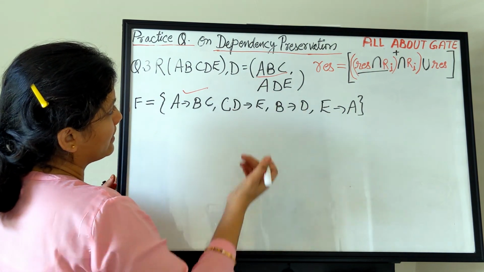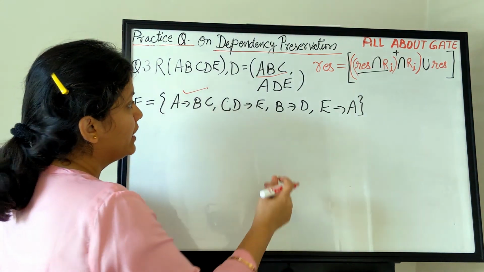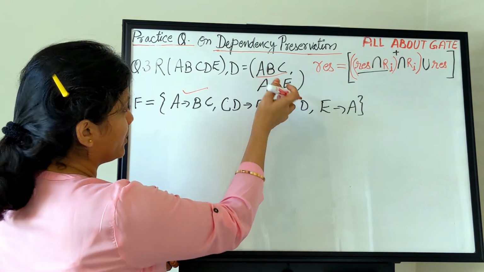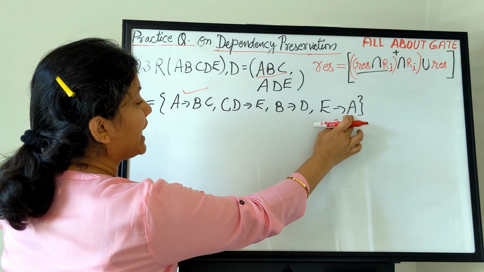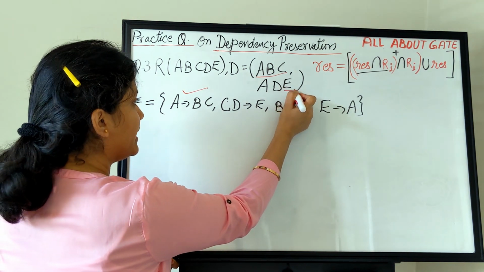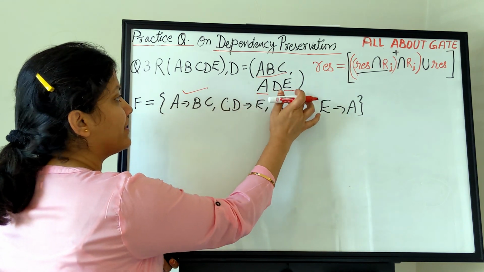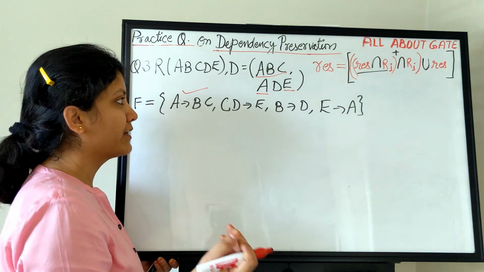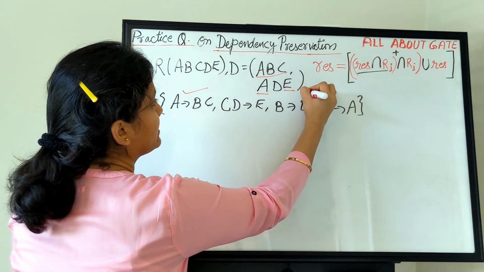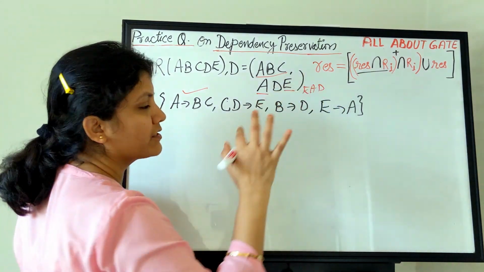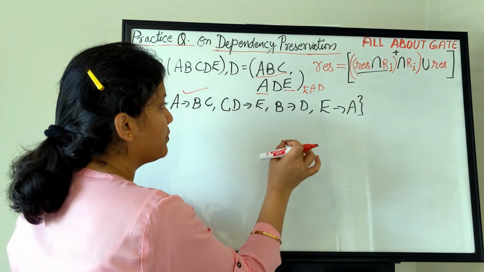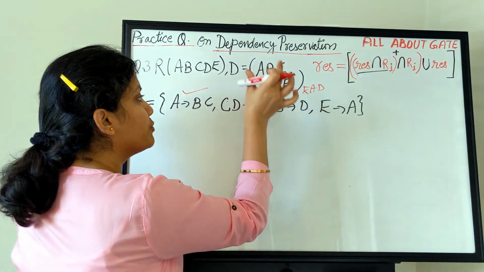CD to E, can't really say about that. B determines D, again cannot say about that. E determines A, yes, here is E, here is A. Okay, don't get confused by this order of attributes. We have just named it like that. You can also call it E, A, D. It doesn't make a difference. What's important is that the determinant and the dependent should be part of it.